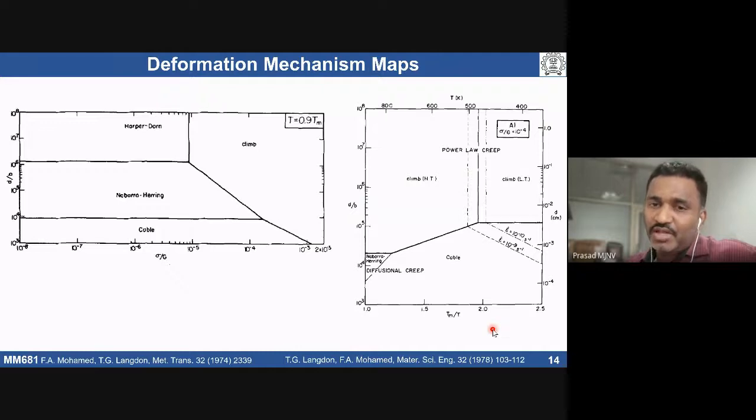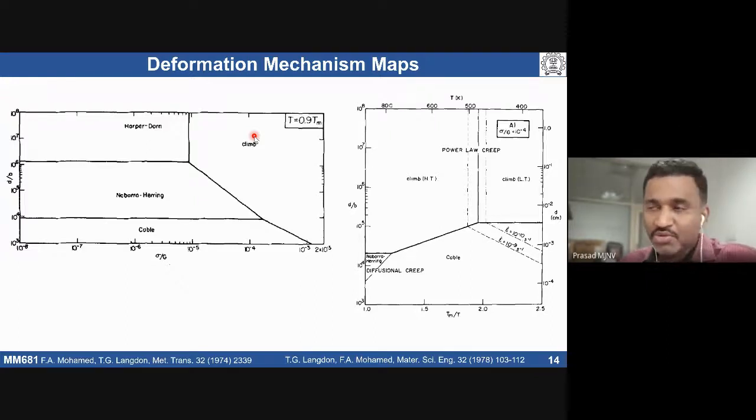I think I already showed the previous one, sigma by G versus Tm by T. I will give an assignment on constructing d by b versus sigma by G. For some given material, I'll decide a temperature, and at that temperature you have to identify these domains. So I think I'll stop here.